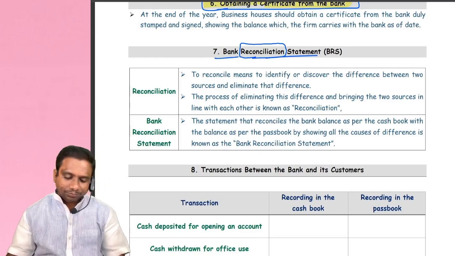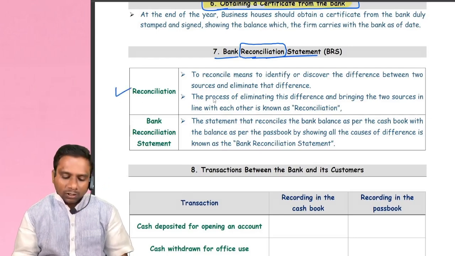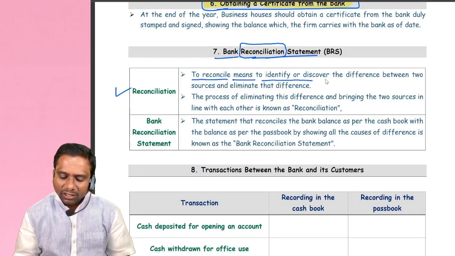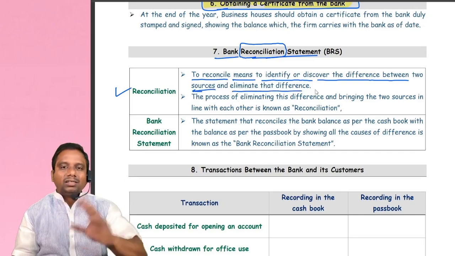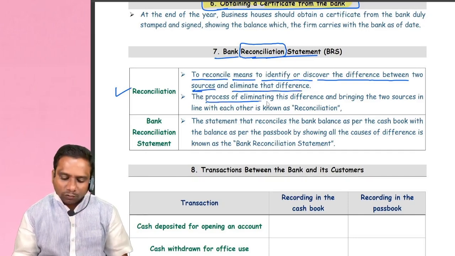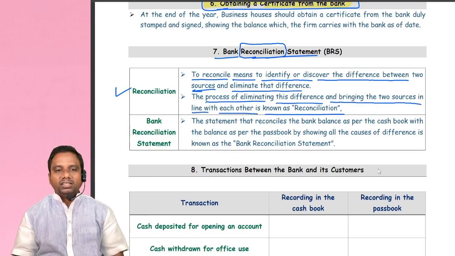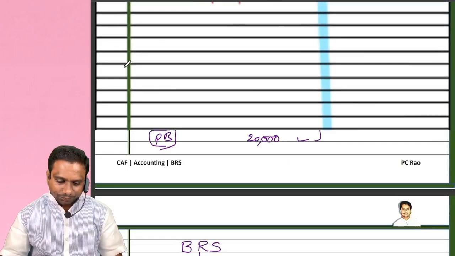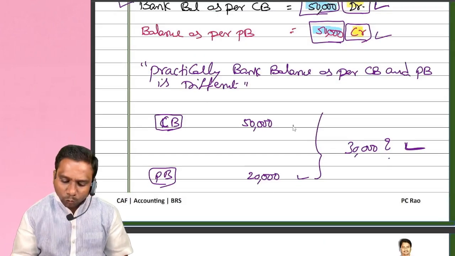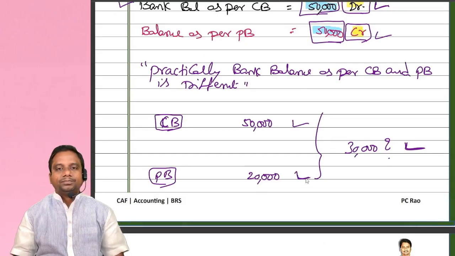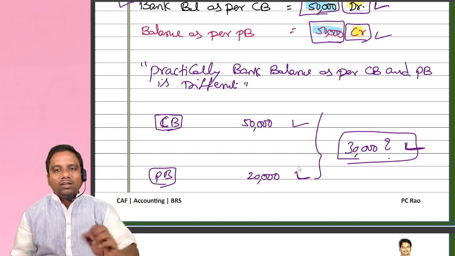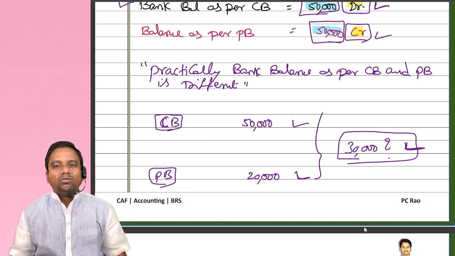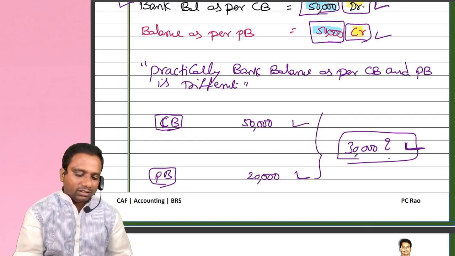Now look at this. What is the meaning of reconciliation? To reconcile means to identify or discover the differences between two sources, two things, and to eliminate that difference. The process of eliminating this difference and bringing the two sources in line with each other is known as reconciliation. Here I have shown you the cash book balance and this is the passbook balance, and we are trying to eliminate the difference, meaning 30,000 is the difference and we are presenting why the difference is there. This is the reconciliation process.